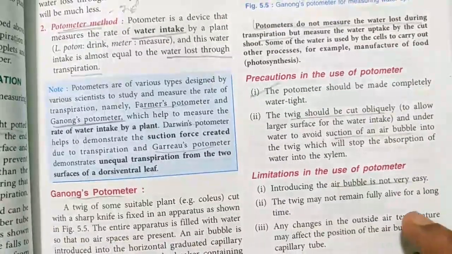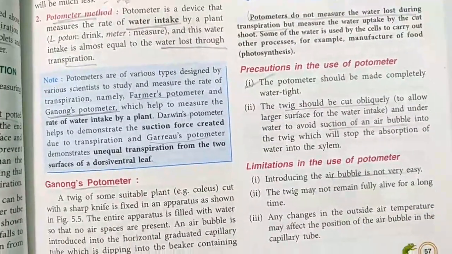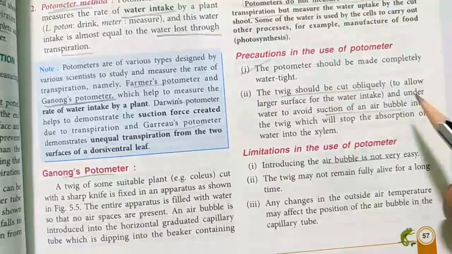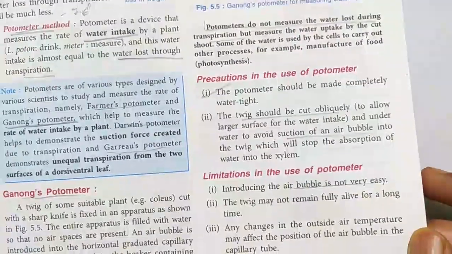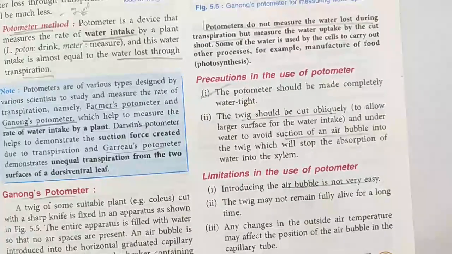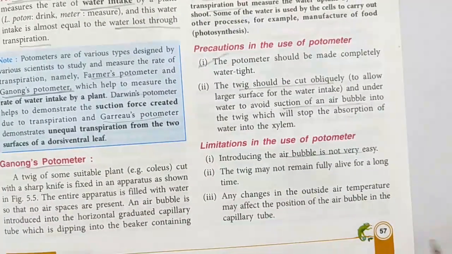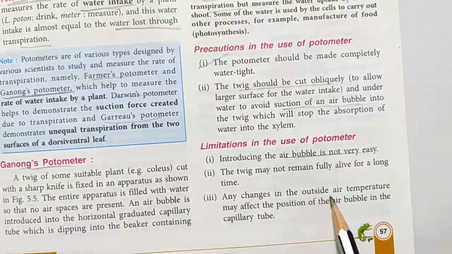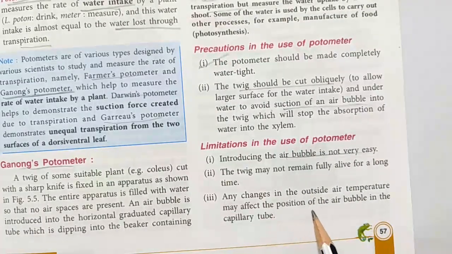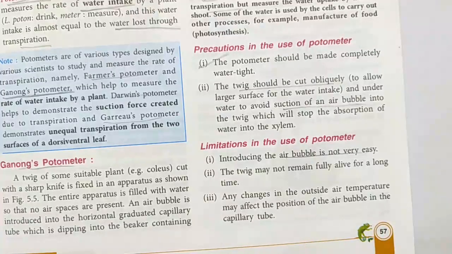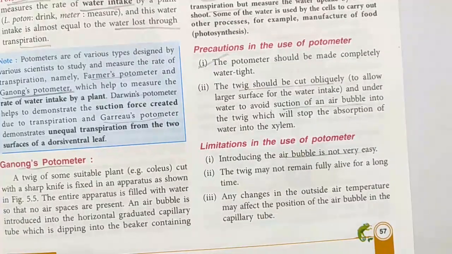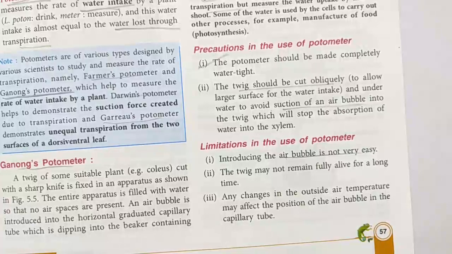Second, the twig may not remain fully alive, because there is no root present on the twig, so the twig cannot survive for a long period of time. That means this experiment should be done very fast. And any change in the outside air temperature may affect the position of the air bubble in the capillary tube. That means if the temperature goes down or increases, this can cause a change in the position of the air bubble.